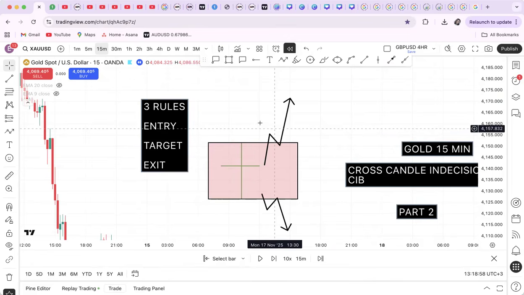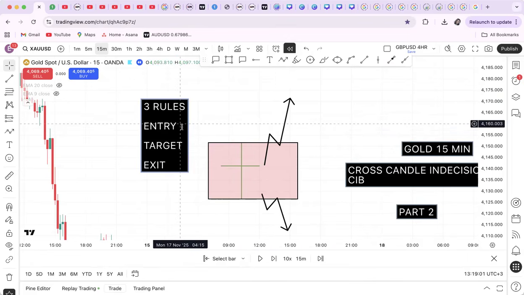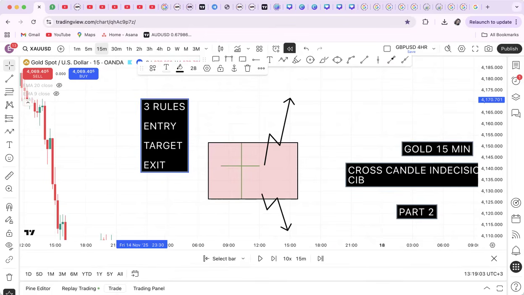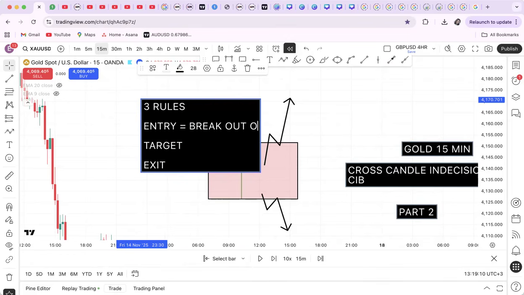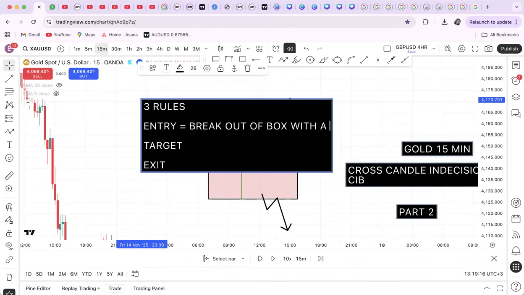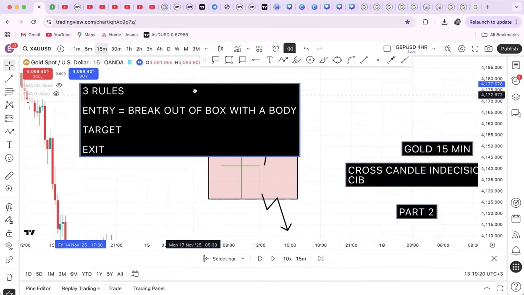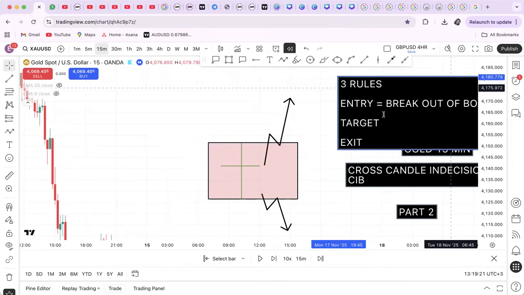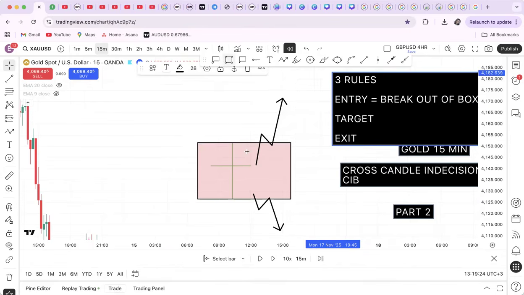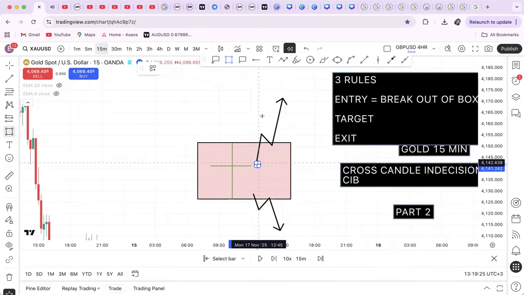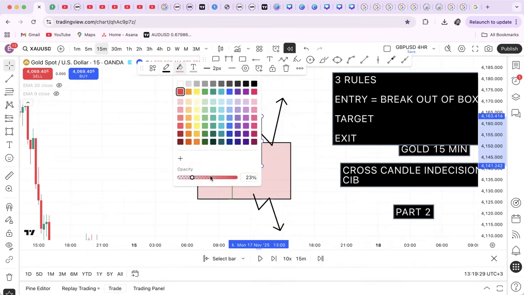So we can recap the entry. You need the candle to break. That's why we are calling it CIB. We need a break out of the box, and in this case it is with a body. So if I show you what I mean, if this candle wants to break out and it's a green candle, we need it to break out with a body, not with a wick.